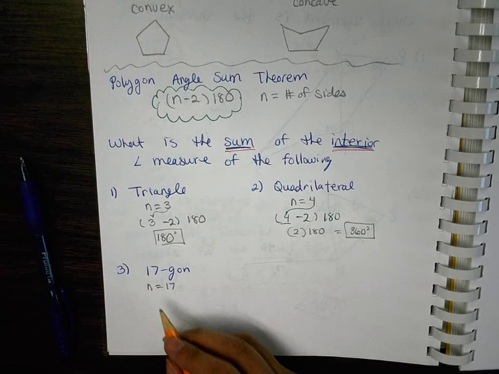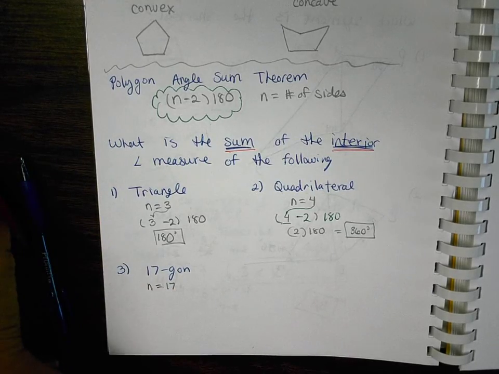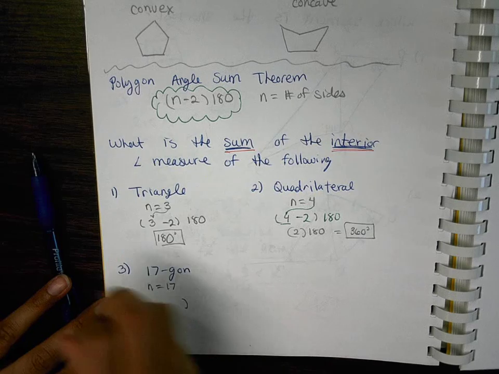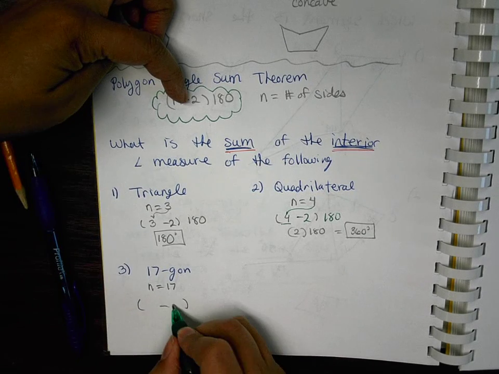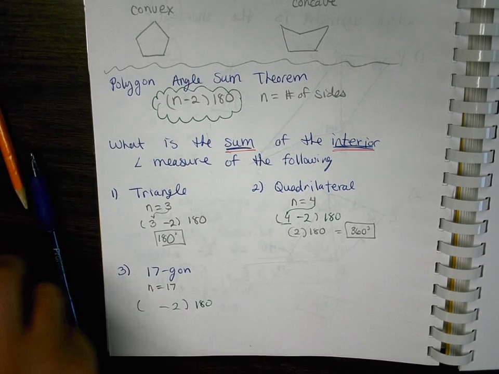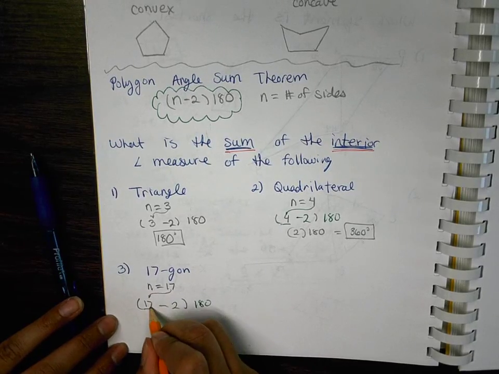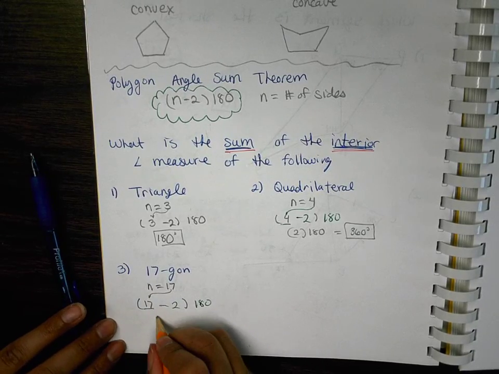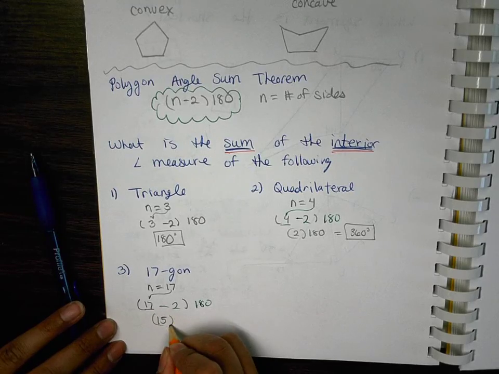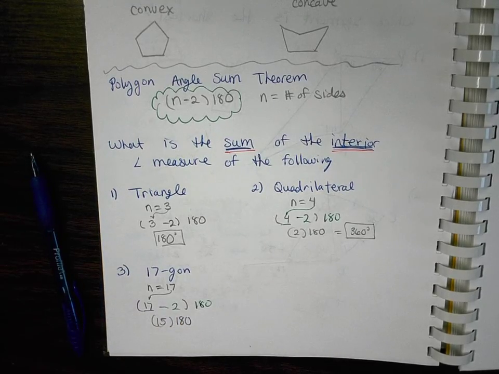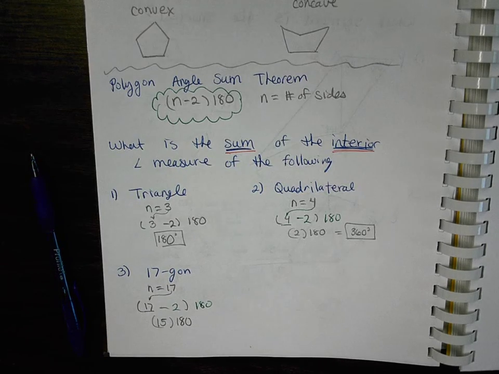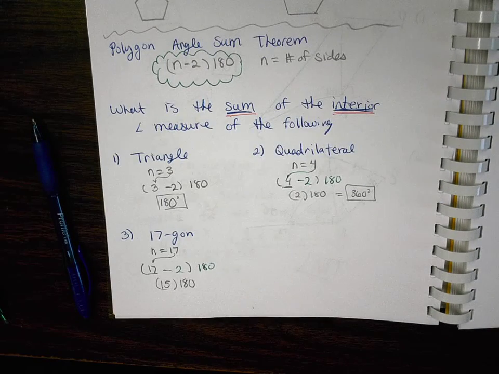So how many sides? 17. So we do the same formula, n minus 2 times 180. What goes in this blank? 17. What's 17 minus 2? 15. Okay, 15. So you're doing 15 times 180. That's what you're plugging in right now in your handy dandy calculators.